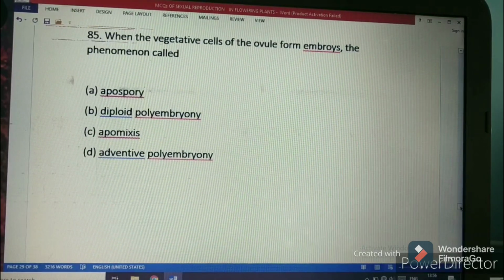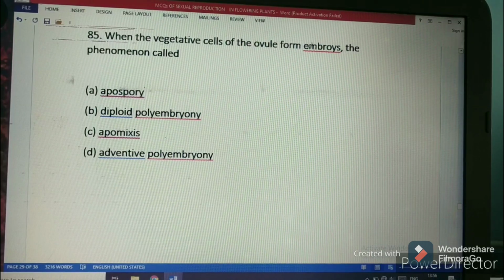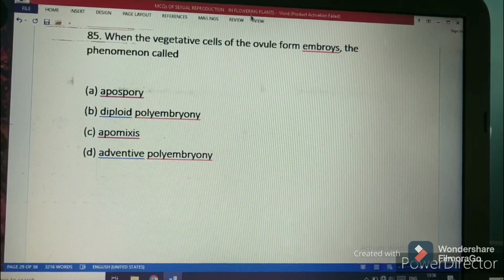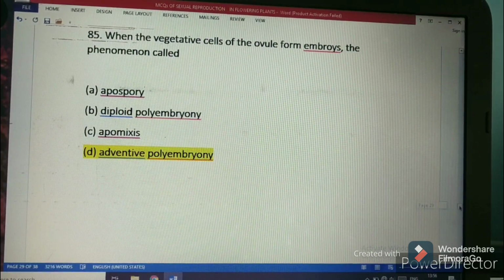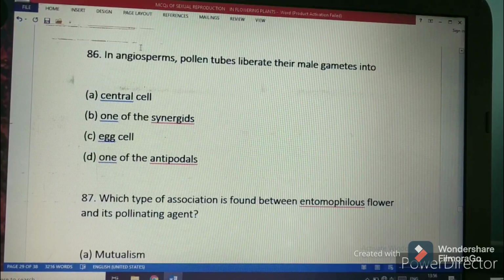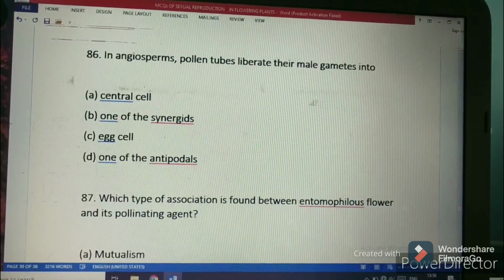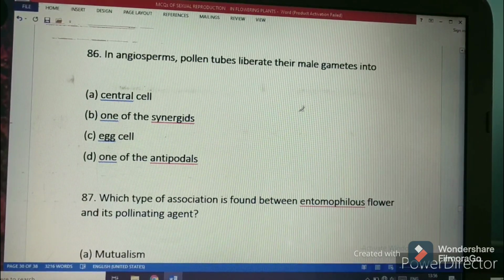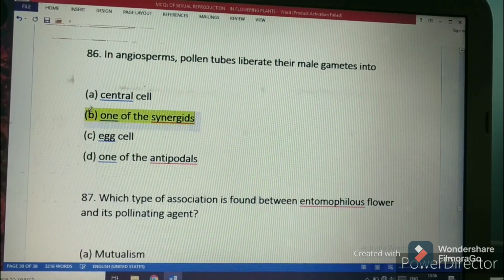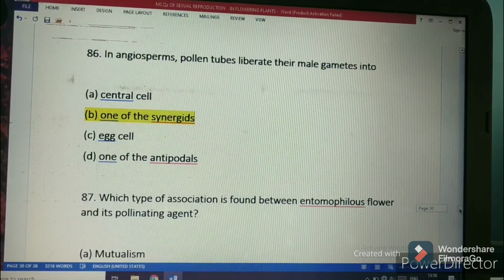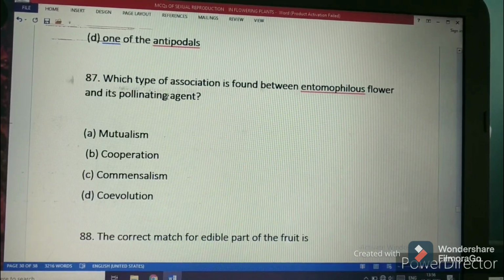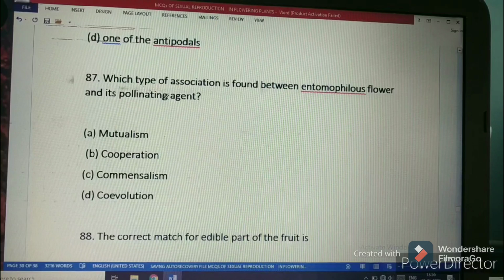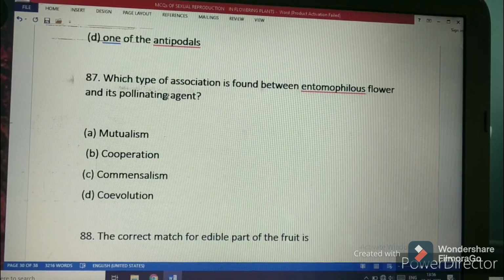When the vegetative cells of the ovule form embryos, the phenomenon is called adventive polyembryony. In angiosperms, pollen tubes liberate their male gametes into one of the synergids. Which type of association is found in a flower and its pollinating agent? Mutualism.